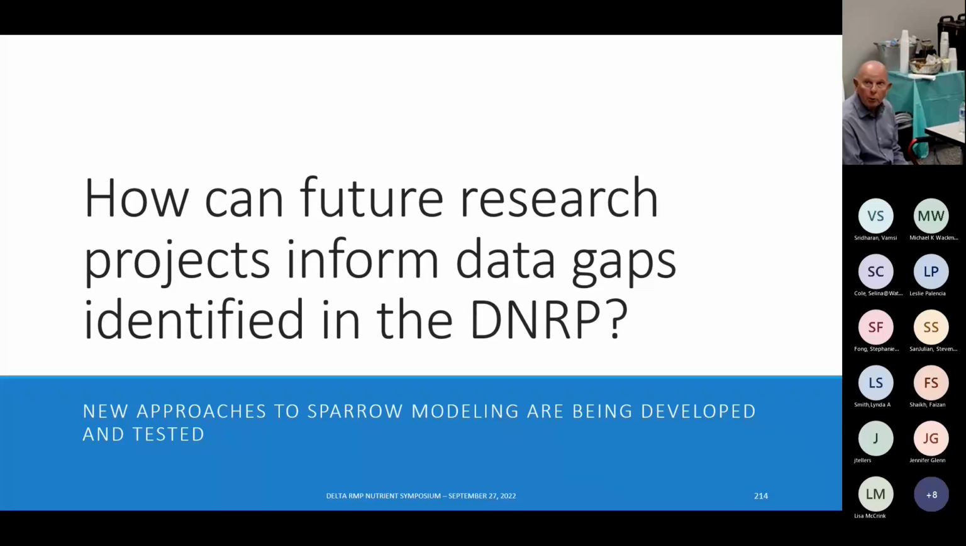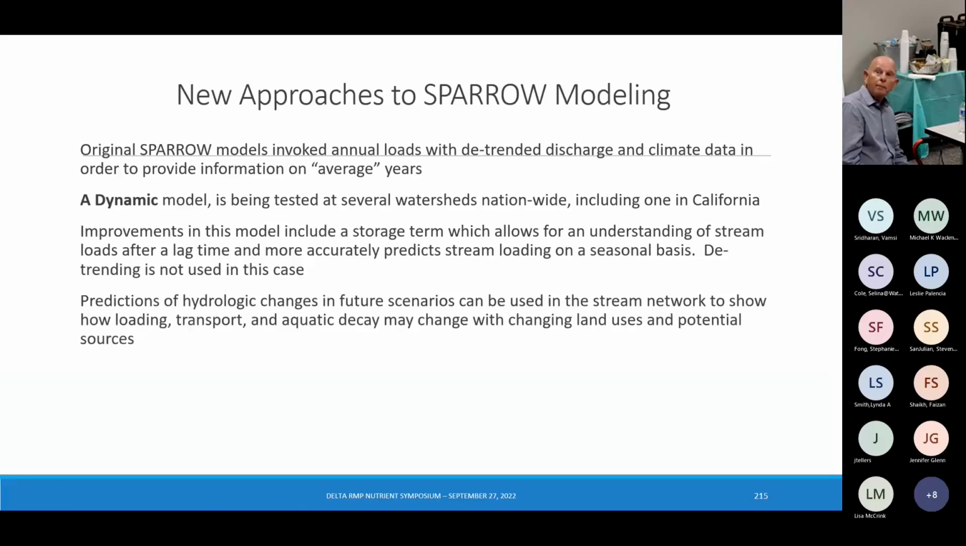All right, so how can future research projects inform data gaps? Go ahead to one more. So this is my last slide. These original SPARROW models invoked annual loads with detrended discharge and climate data. So we're working on what we call a dynamic model right now. Our national team is still together. The National Water Quality Assessment Program has sunsetted, but we kept the SPARROW team alive, just put them in a different management box. And so they're working on what we call a dynamic model.